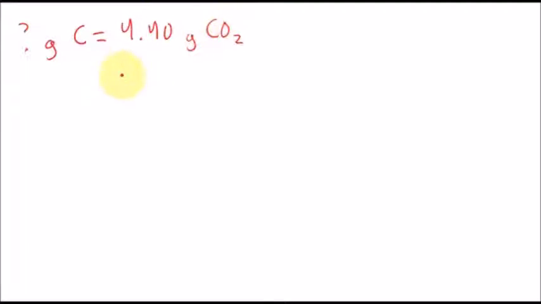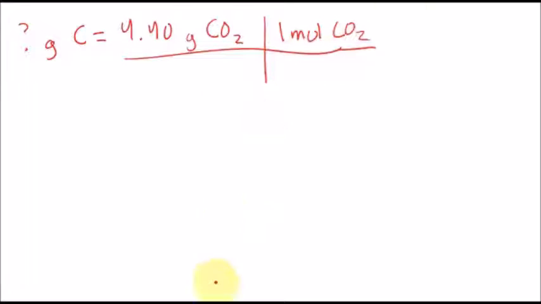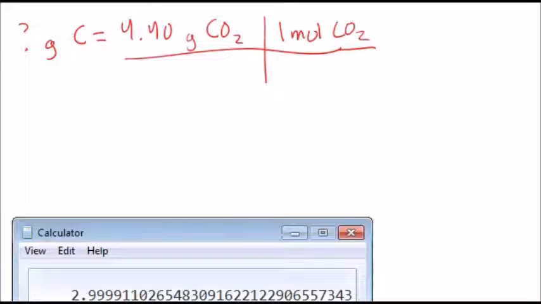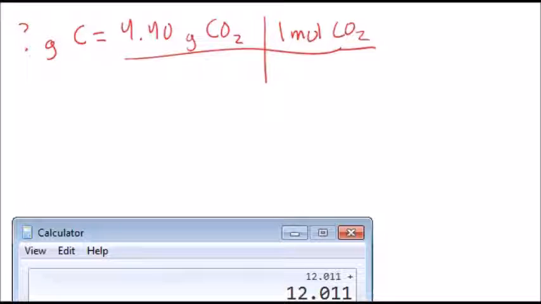Okay, so let's first convert this to moles. That's the first step. So 1 mole of CO2 is going to have... I don't want to go and work this out, I'm just going to tell you what this is here, because at this point you should be able to find out what the molar mass of any compound is. So it's going to have about 44.011 grams. So let's just take that.